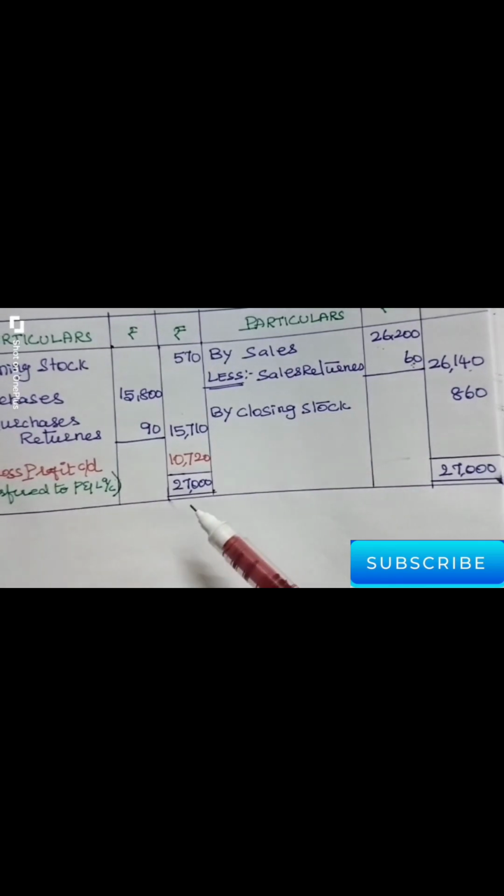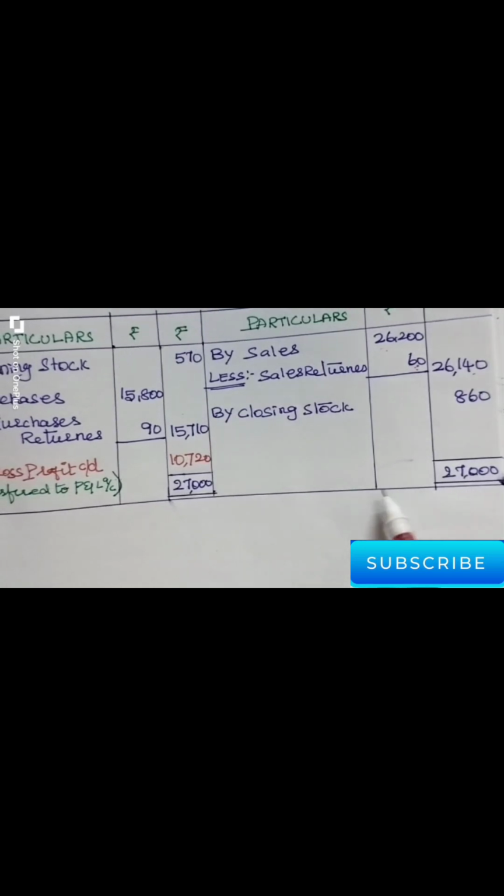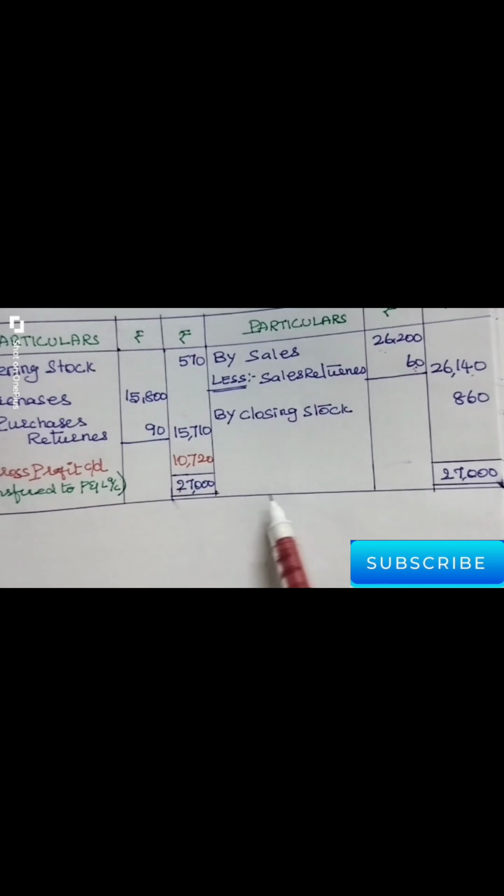Then we have to find the total. For that, which side has the higher value? The credit side: 26,140 plus 860, we get 27,000. So we consider the higher value as the total, and 27,000 is entered on both sides as the total, horizontally on the same line. Which side has the lesser value? Of course, the debit side.